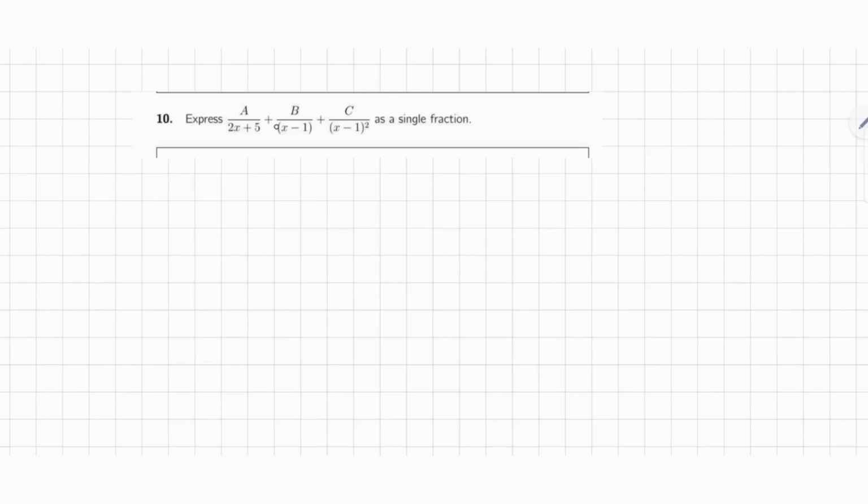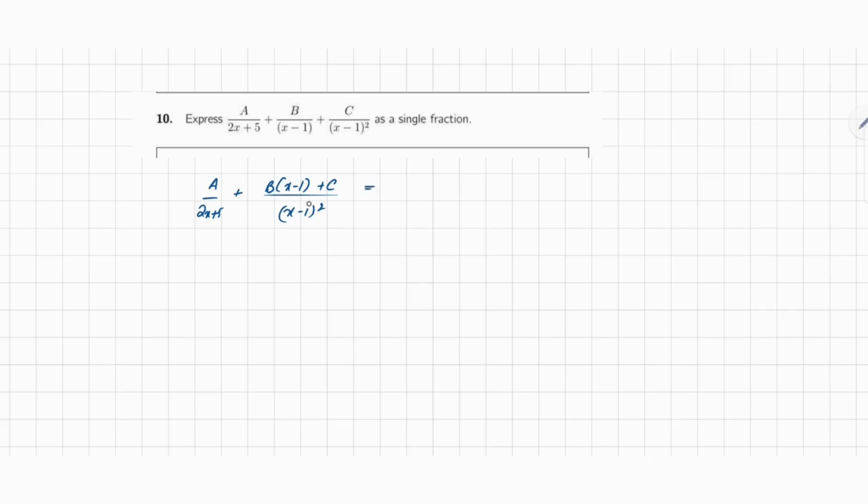For question 10, we have the following expression, and we have to reduce it to a single fraction. We can see in the second and third term that there's a common factor in the denominator. So let's start with that. We have a over 2x plus 5 plus b times. We can multiply the numerator and denominator with x minus 1 to get x minus 1 the whole squared. So we have x minus 1 plus c, and we have a common denominator with the second and third term.